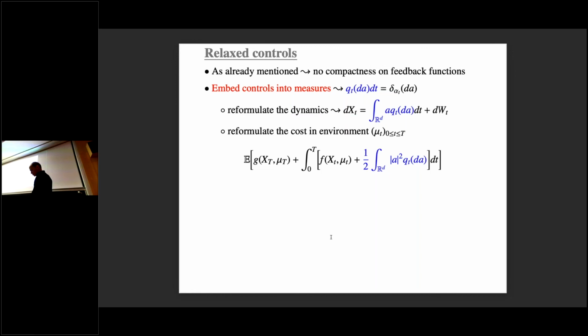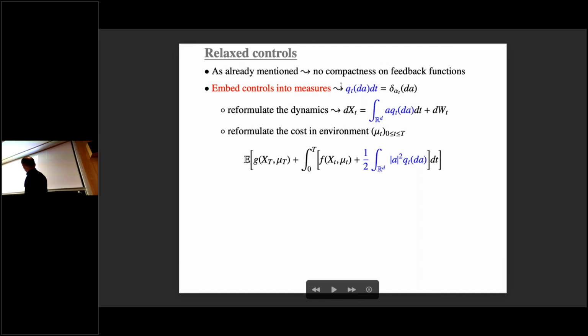So this is the point where an additional notion comes in, which is the notion of relaxed control. This is a way to compactify the controls by embedding the controls into probability measures. Once again, this is easier to provide compactness for probability measures than for random variables. And so the idea, this is not the idea of Daniel. Relaxed control comes back to control theory. I think that Nicole, who was here, Nicole El Karoui, did a lot on relaxed controls in the 80s and 90s.